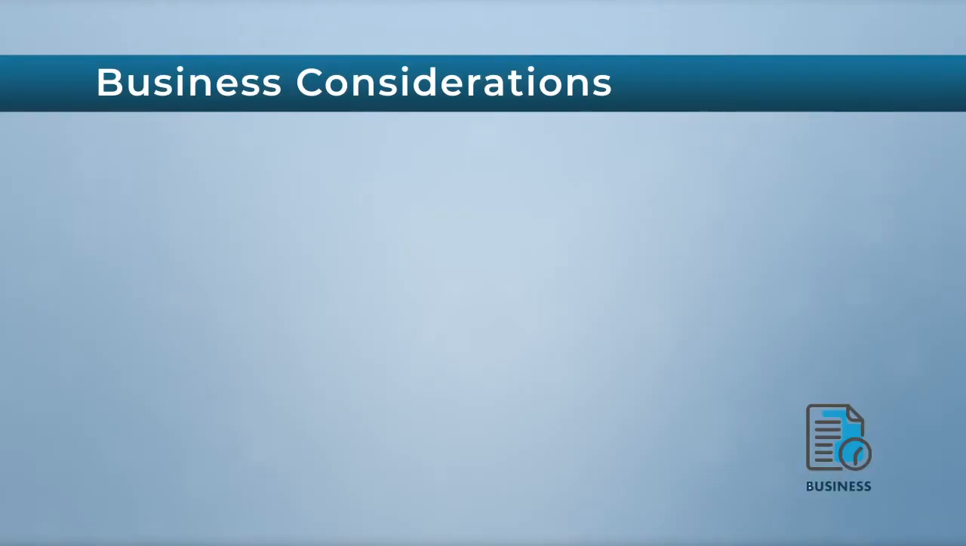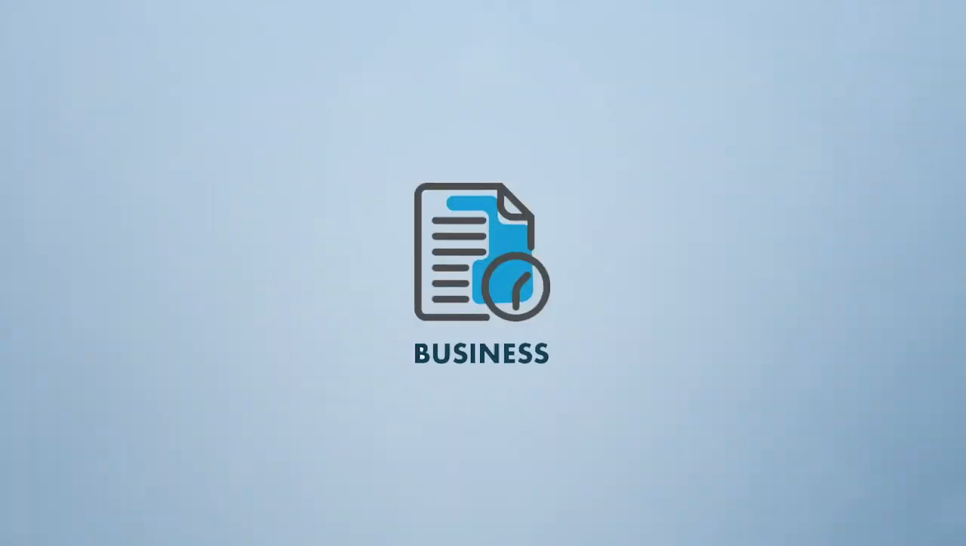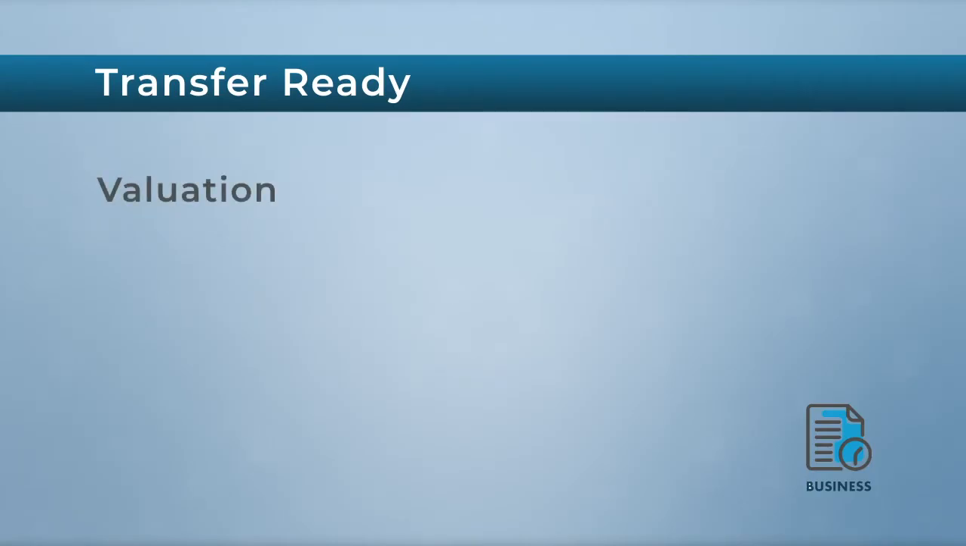The first leg of the stool is the business itself, looking at all of its tangible and intangible attributes to determine how sellable or how transferable the business is. There are three things in particular that we'll look at in making sure that your business is transfer ready. The first is, of course, the valuation. The second is the free cash flow level of the business. And third, we'll look at the organizational risks of the business.